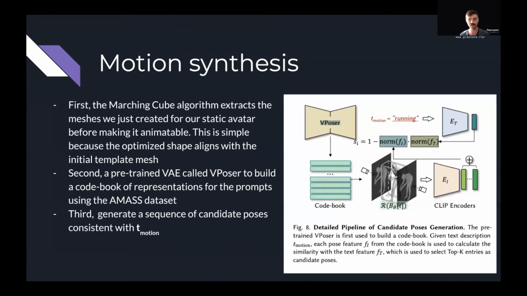Third, we generate a sequence of candidate poses consistent with T-motion in a paradigm that is very similar to the way we textured our figure earlier. Given the text description T-motion, each pose feature Fi from the codebook is used to calculate the similarity with the text feature F of T, which is then used to select the top K entries as the candidate poses. So we are left with a sequence of poses that are not really ordered, but are similar.